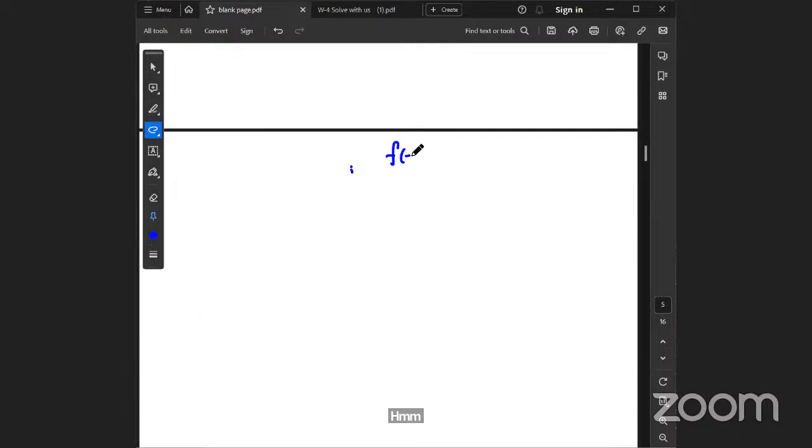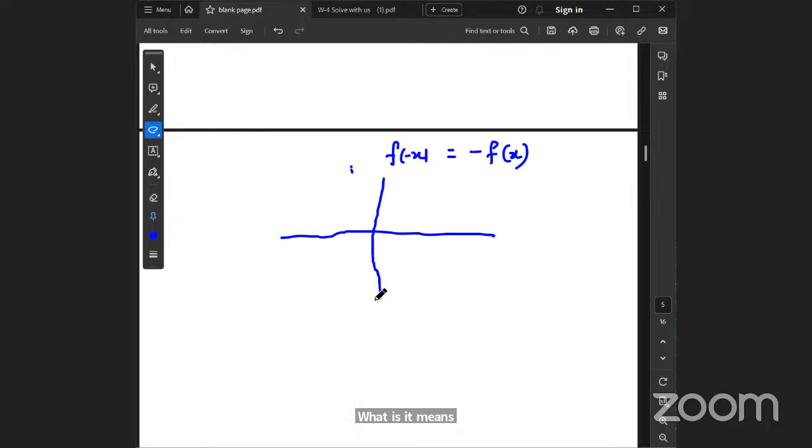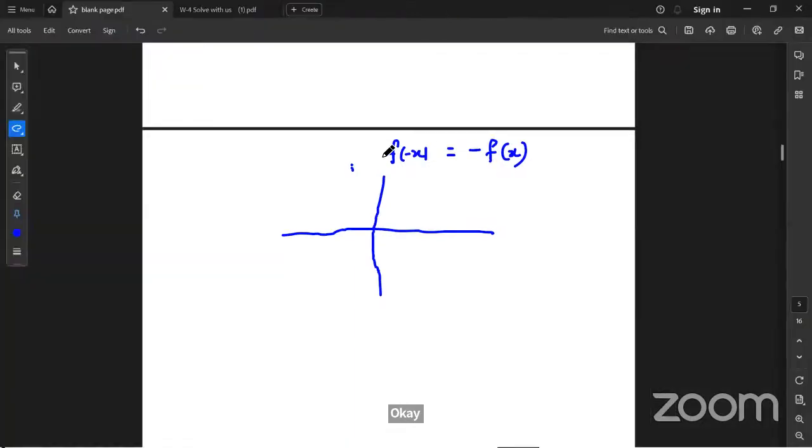You are saying f of minus x is equal to minus f of x. What does it mean? The function has odd degree? Why odd degree? Because when we put minus x in place of x, only odd degree x stays negative. It's like that: if we put a minus x value in a function and get the minus value of the function, then yes, exactly.